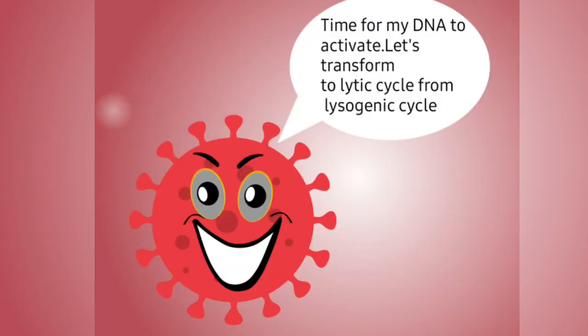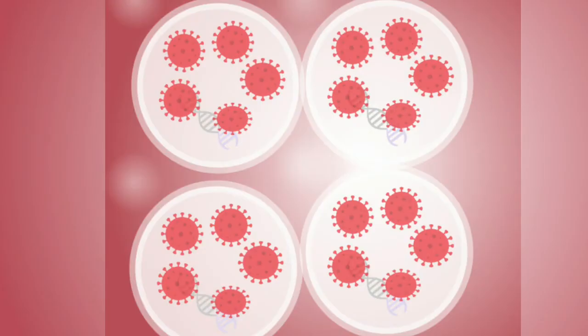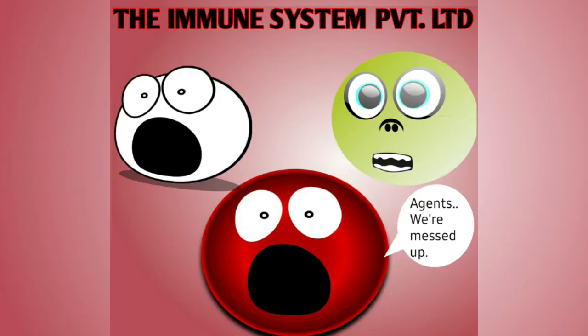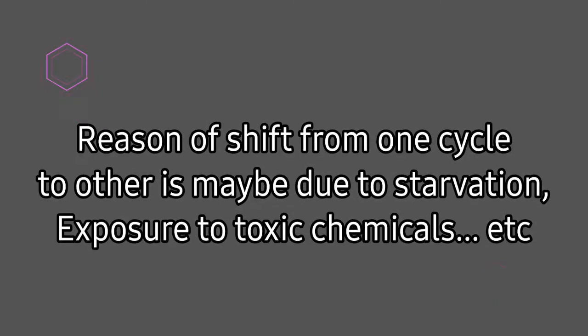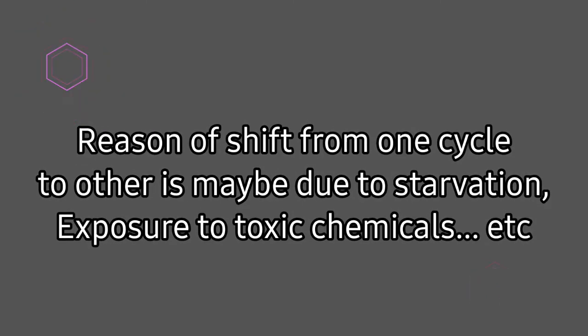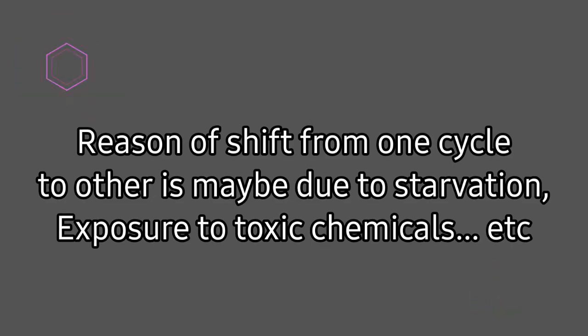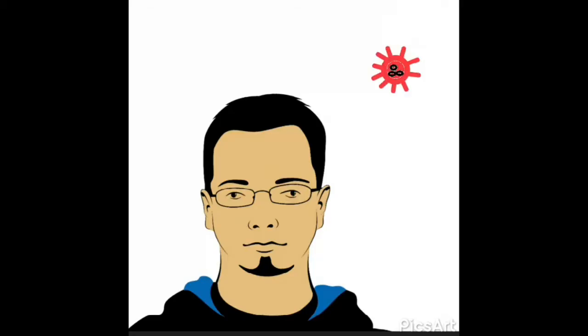Everything looks normal until the virus gets triggered into lytic cycle from the lysogenic cycle. Because once the virus moves from lysogenic cycle to the lytic cycle, all the cells with the mixed DNA begin to reproduce the viruses at once. It's like an all-out attack on our immune system, and it tends to have a strong impact. The reason for the shift from lysogenic to lytic cycle is maybe due to starvation or exposure to toxic chemicals. This is how viruses spread in the human body.